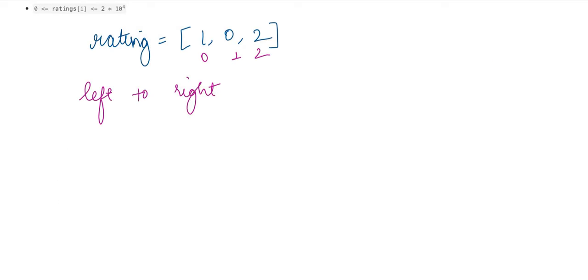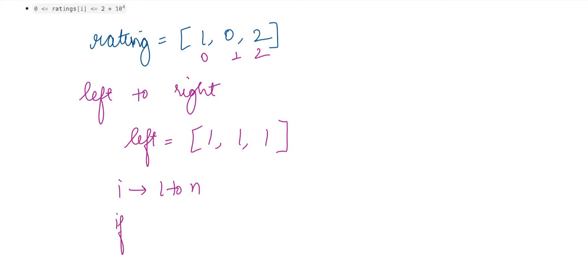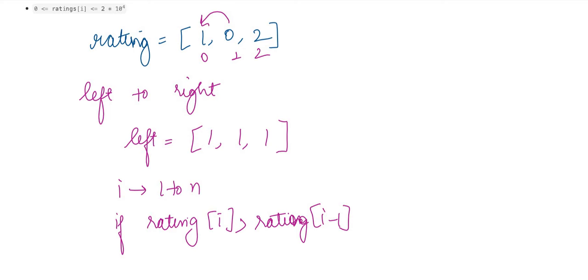So for example, this is the rating array. First of all, we will do the left to right pass, and let's say the left array, initially I have taken all 1 values. Then we will start I from 1 to n. We check if rating of I is greater than rating of I minus 1, that means the rating is more than the left neighbor. Is it true? No, 0 is not greater than 1. So we will do nothing.